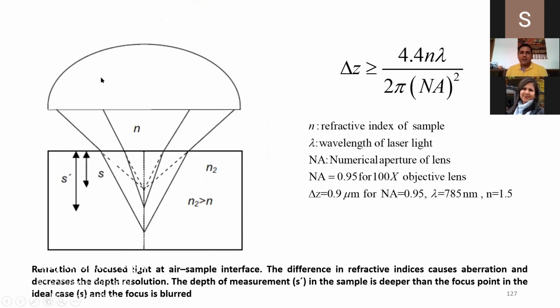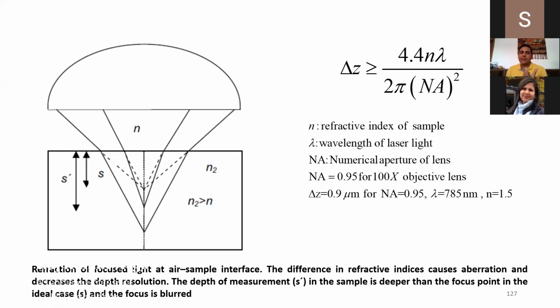So let's say this is your objective lens, and from there the laser beam is coming. In between, let's say this block is the material sample you want to characterize. Let's say you want to focus only at this particular point, which is S here. But due to the refractive index change between the lens and the sample, there will be refraction of the light, due to which some light will go to this depth here, and another component of the light will go to this depth. This particular gap is called the depth resolution, which is your delta Z.